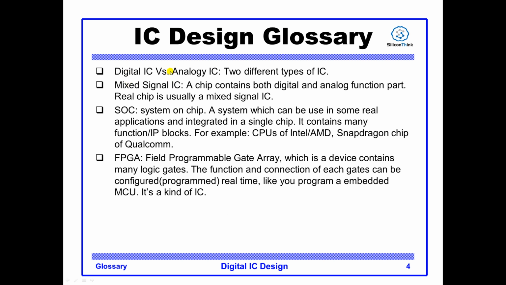Digital IC versus analog IC. There are two different types of IC. But I don't know how to explain the difference between digital and analog. You have to find the difference by yourself. Search on Google. Mixed signal IC. This is a chip containing both digital and analog circuits.